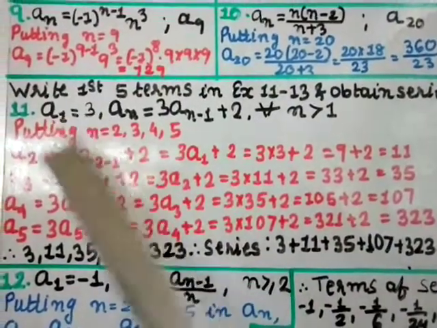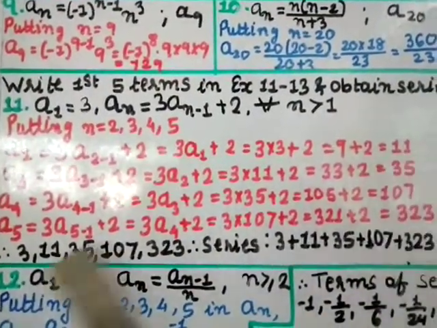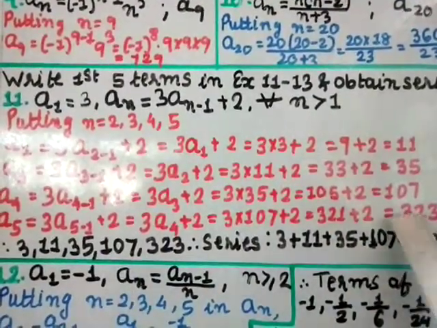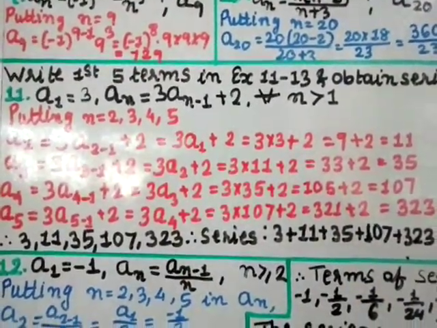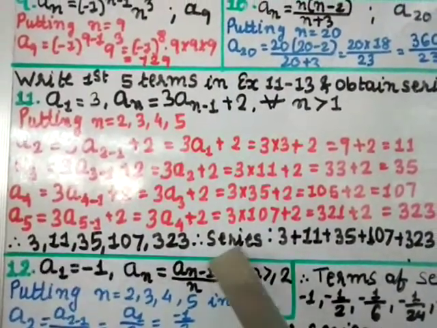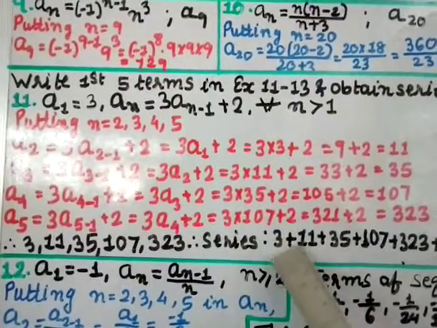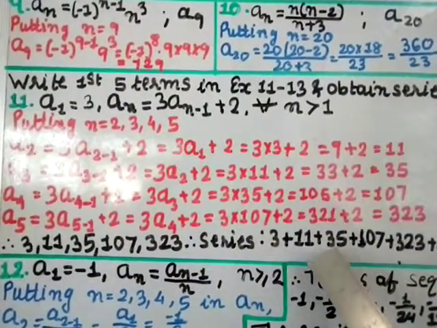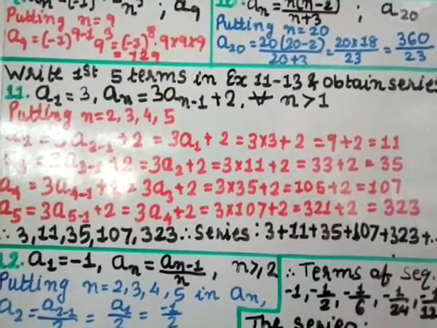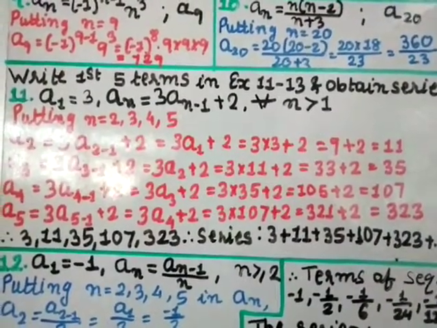3, then 11, 35, 107 and 323. But they have also asked you to write it in series form. So series means sum of these. So the series will be 3 plus 11 plus 35 plus 107 plus 323 plus up to infinity. Okay, so it will go on to infinity, right?